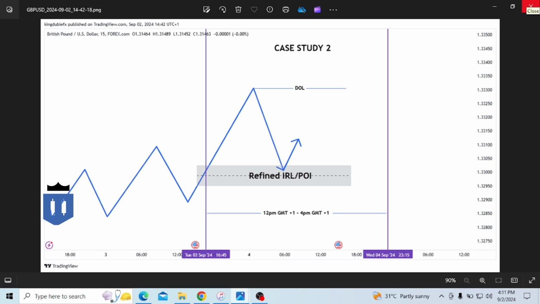Now case study 2. In case study 2, price has successfully retraced to that refined POI, that very nice area that is reflecting on the 4 hours, 1 hour, 50 minutes. Price has finally traded back into it. So what's happening at this point? The idea is that the next draw on liquidity is high, this place. That's the next destination price is going to.